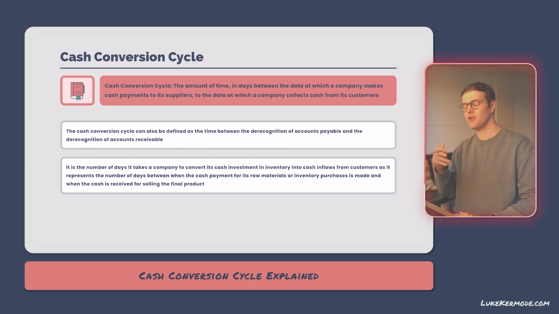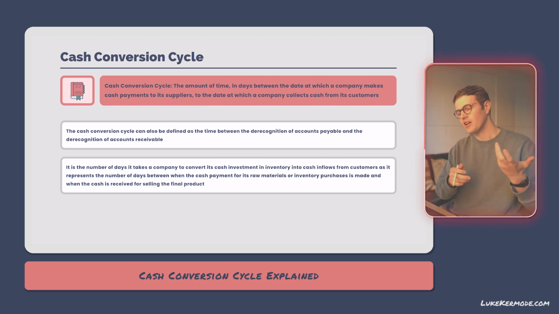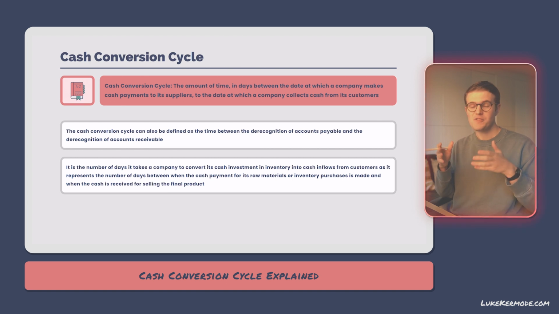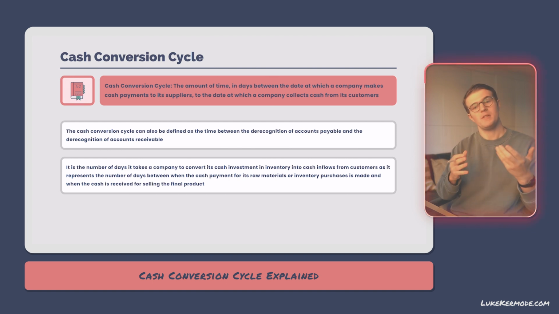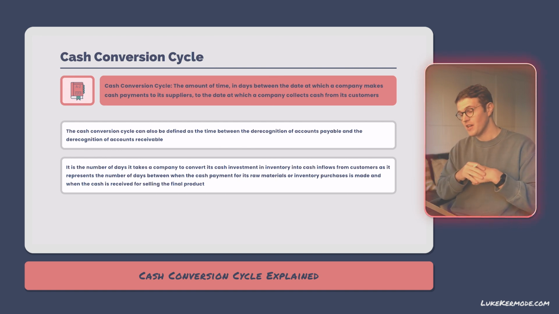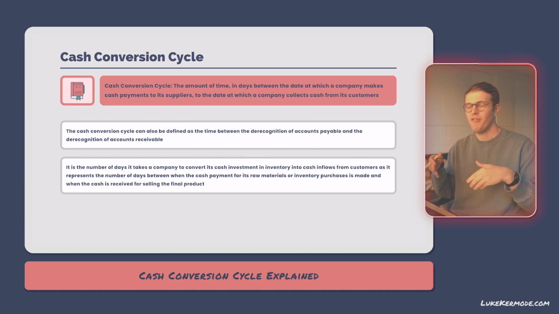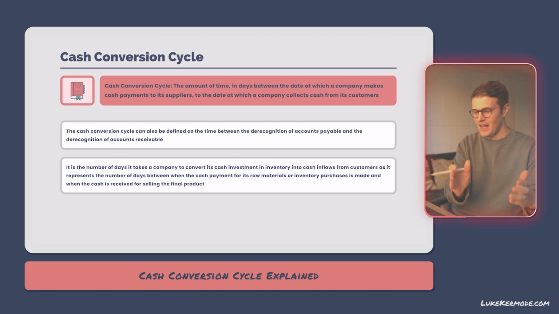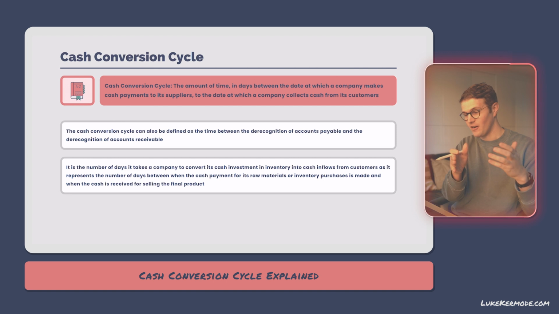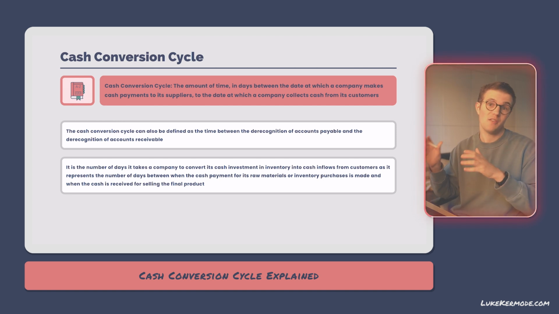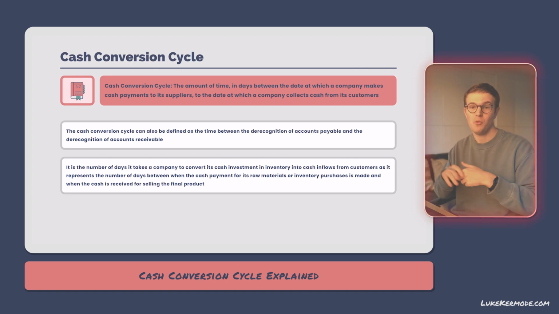Okay, so the cash conversion cycle, like I said in the intro, is intensely scrutinised by analysts. And it is effectively quite a simple concept. It is the amount of time in days between the date at which the company makes its cash payments to its suppliers for its raw materials up until the date at which the company collects its cash from its customers. So in accounting terms, I would think about it as being defined as the time between when the accounts payable are derecognised from the balance sheet up until the point in time when the accounts receivable are derecognised.